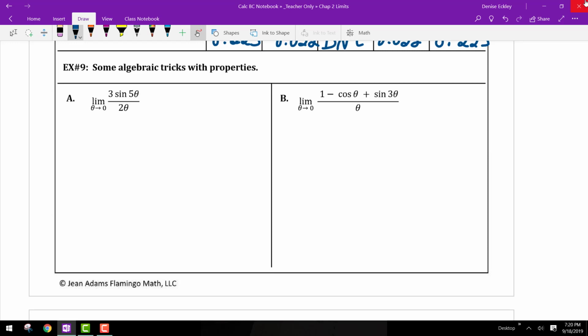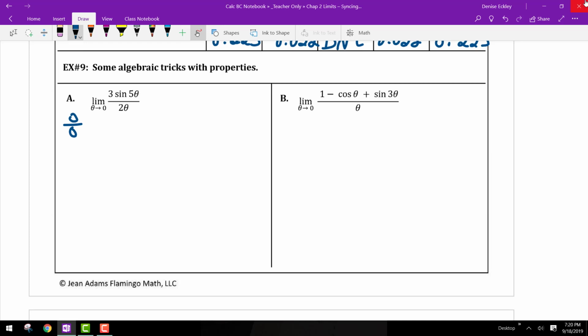If you look at the first one, you'll see that we're going to get an indeterminate form of 0 over 0 if we do direct substitution, because sine of 0 is 0, and 2 times 0 would be 0. So we're going to have to rewrite this in a certain form.